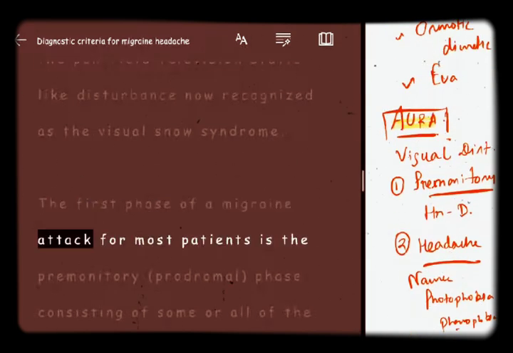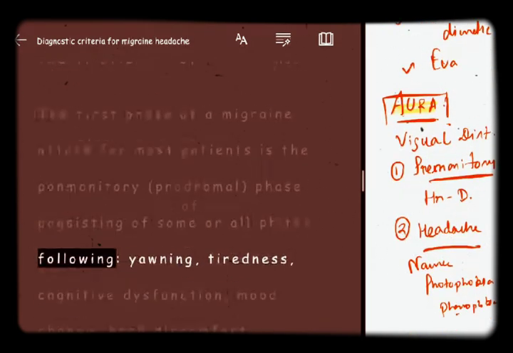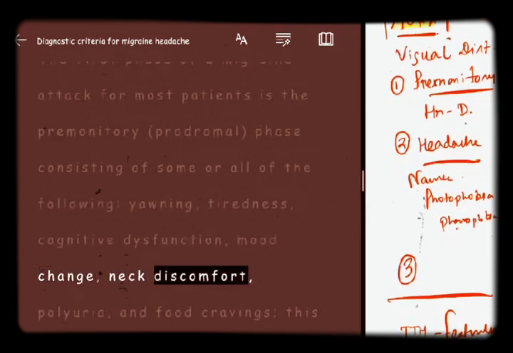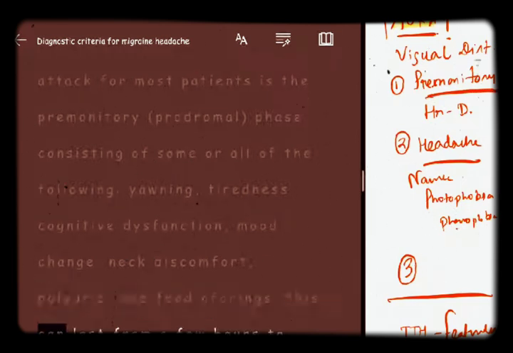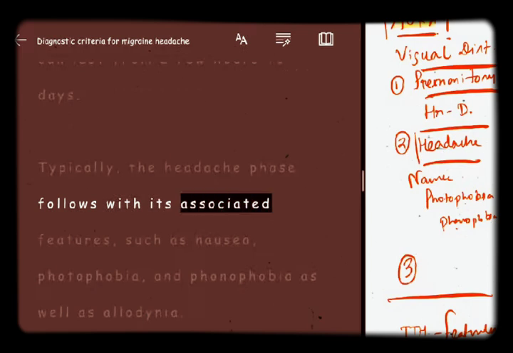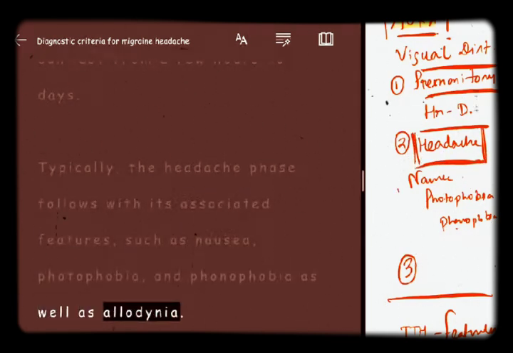The first phase of a migraine attack for most patients is the premonitory, prodromal, phase consisting of some or all of the following: yawning, tiredness, cognitive dysfunction, mood change, neck discomfort, polyuria, and food cravings. This can last from a few hours to days. Typically, the headache phase follows with its associated features, such as nausea, photophobia, and phonophobia as well as allodynia.